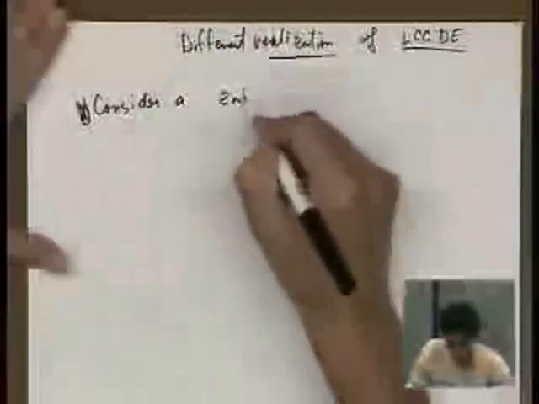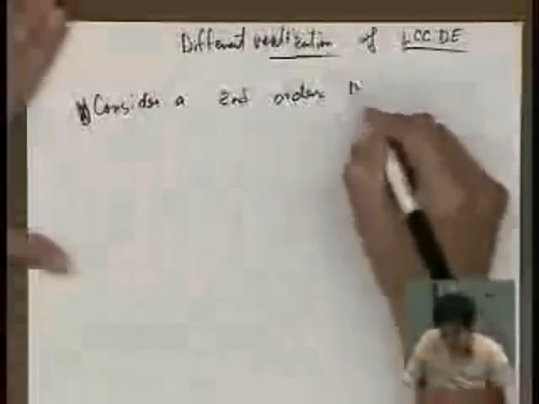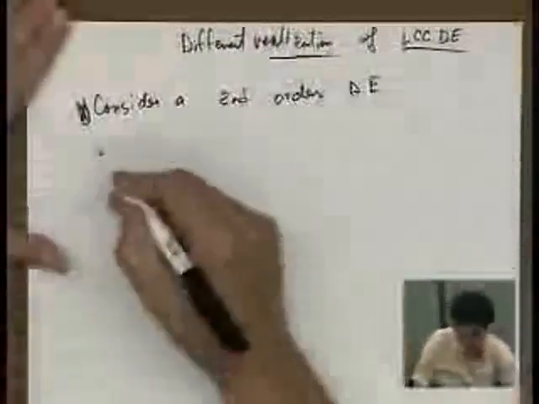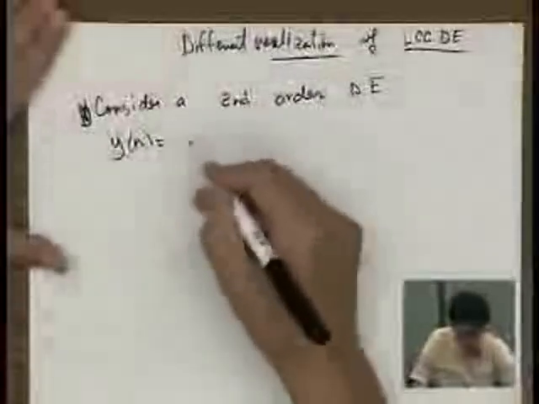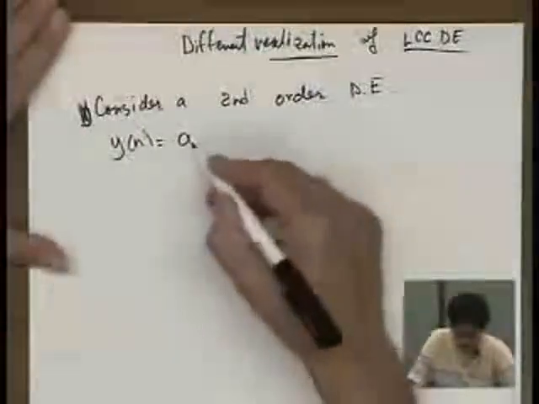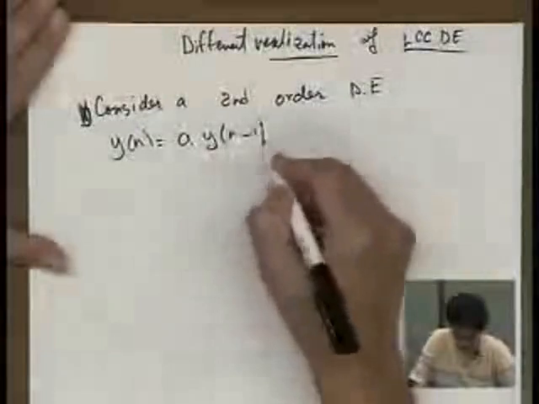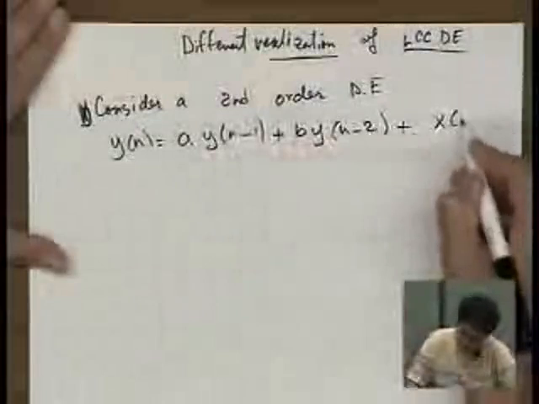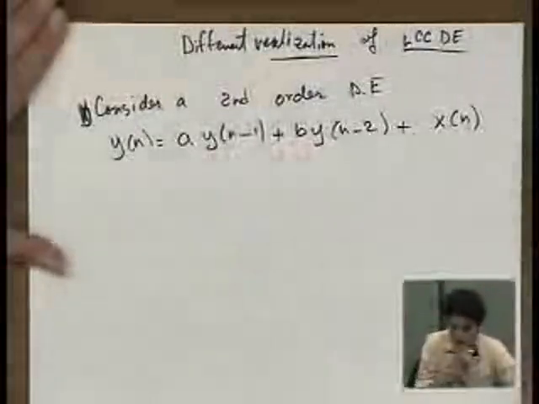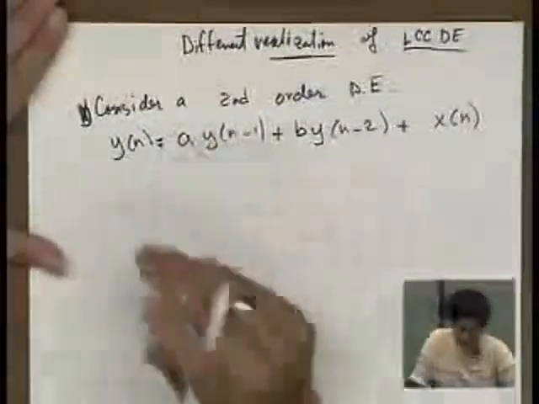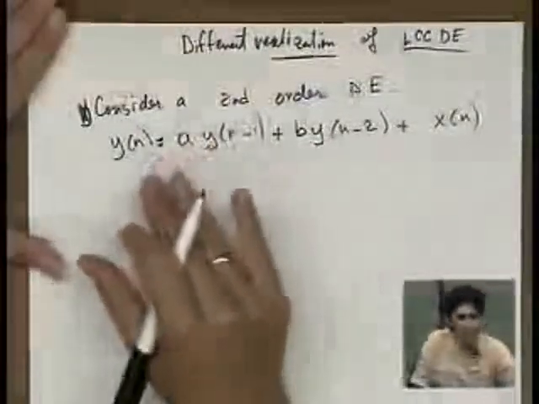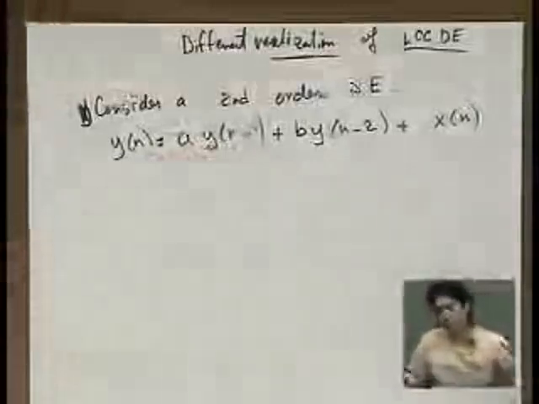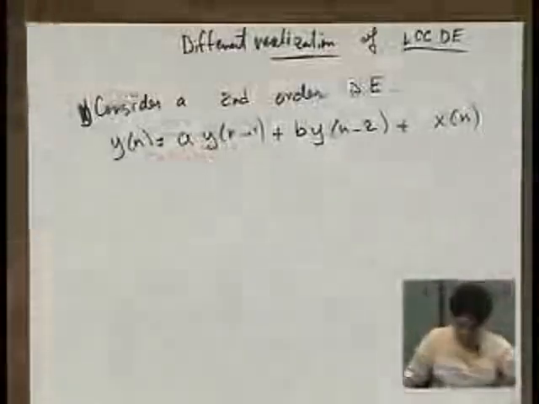So if I consider a second order difference equation, which is y of n is equal to a times y of n minus 1 plus b times y of n minus 2 plus just x of n. Okay? So this by itself is only a difference equation. It doesn't tell me if it corresponds to any system. It doesn't tell me whether it's causal, anti-causal, or what it does, right?